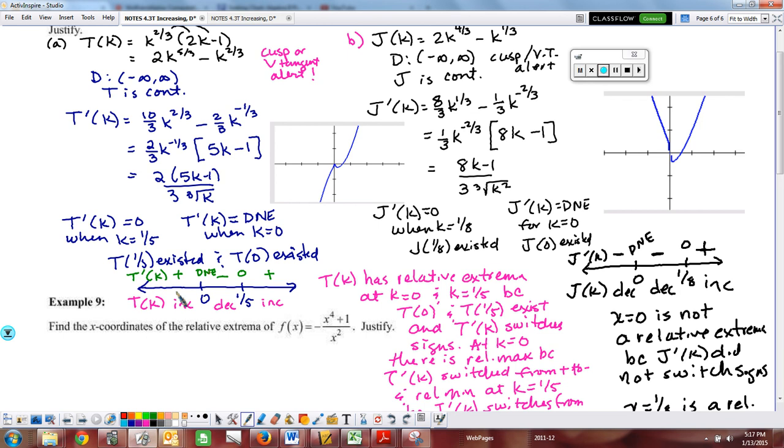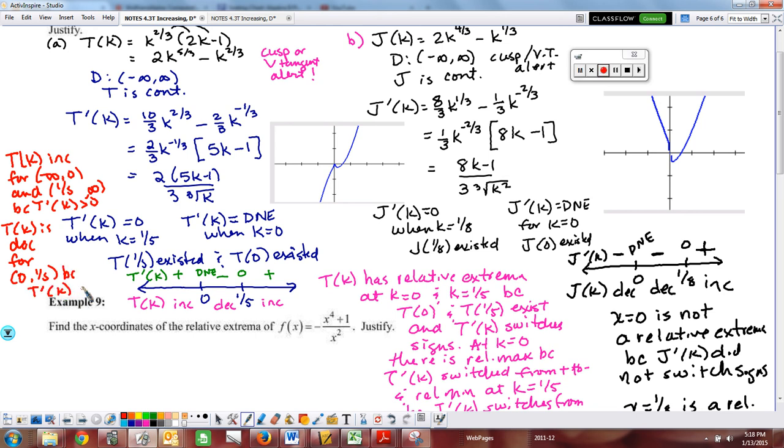Over here on this problem, you would say that t of k is going to increase for -infinity to 0 and 1/5 to infinity, and that's because t prime of k is greater than 0. And our t of k is decreasing for 0 to 1/5 because t prime of k was less than 0. So that's what we do over here.